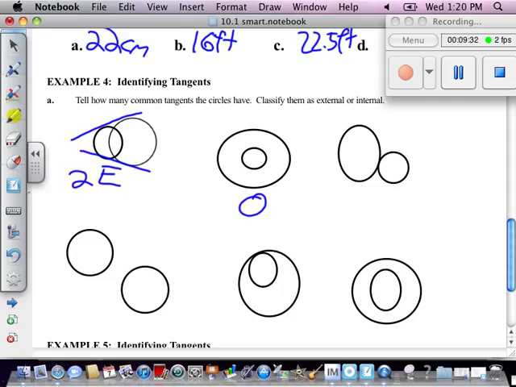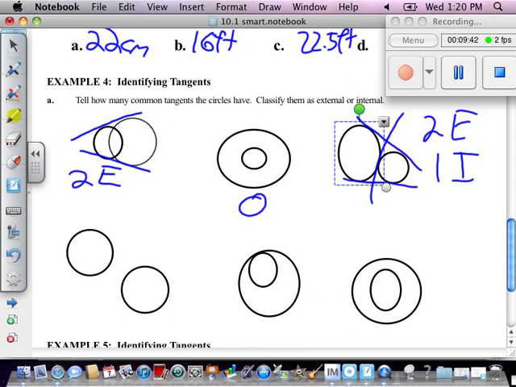Okay, how many tangents can I make for this one? I can make 1, 2, and 3. So 2 external and 1 internal. Are we okay with this so far? Anybody need to stop me?